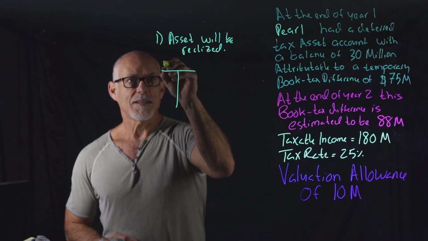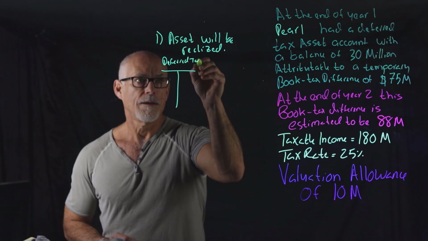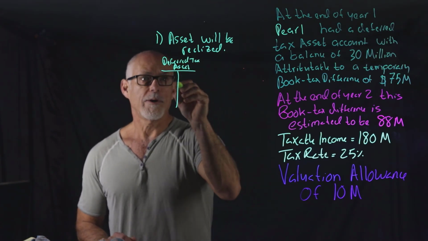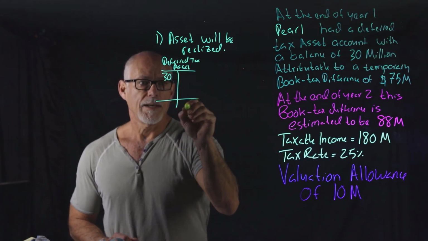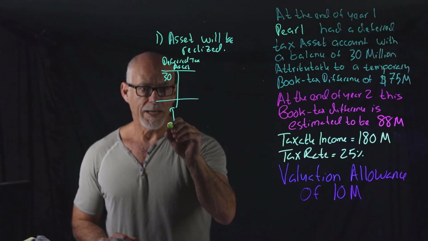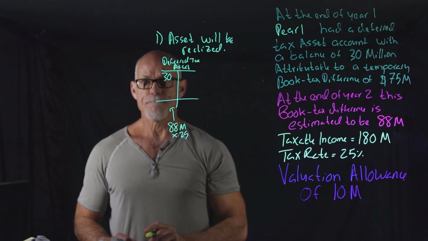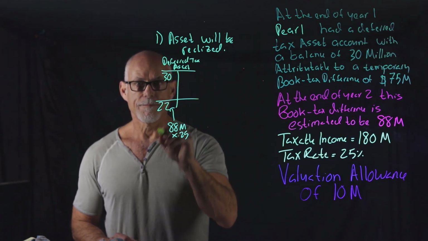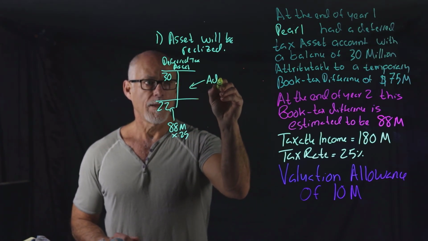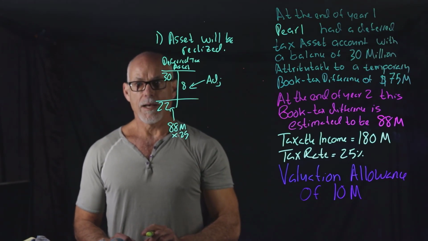This is the deferred tax asset. It was at 30, and then we need to figure out where it needs to be, and they said that the book-to-tax difference is estimated to be 88 million, and our tax rate is 25%. That gives us 22. That's what it needs to be, and here's my adjustment right there. Adjustment is for 8. Credit side.